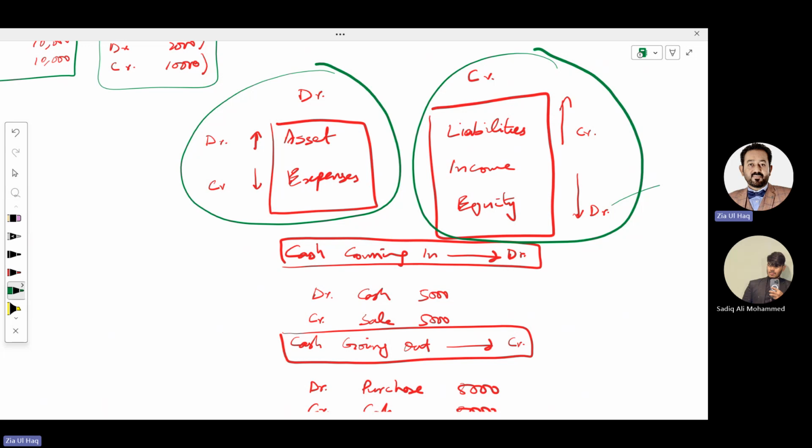We are taking a loan from the bank. Loan, liability, debit or credit? Liability increasing or decreasing? Increasing. We will credit loan. What we have taken is cash, cash will be debit. If we are paying the loan, so cash credit. And liability decreasing, we will debit loan.